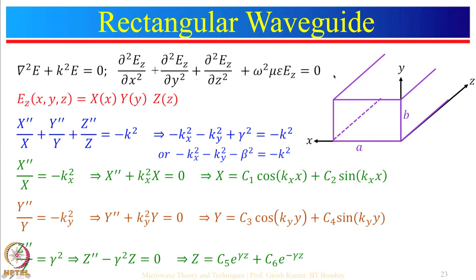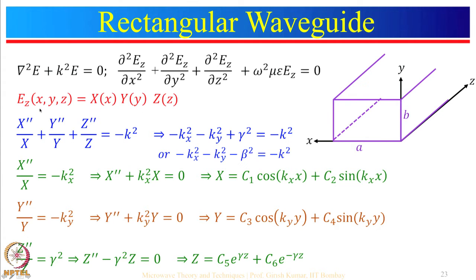Ez equal to 0. Since in a rectangular waveguide waves are confined in two directions, one in the x direction, the other in the y direction, and the third direction is the direction of propagation, the field varies in all the three directions x, y and z. So, we can write the longitudinal electric field Ez as a function of x, y and z, which is equal to a function of x into a function of y into a function of z.